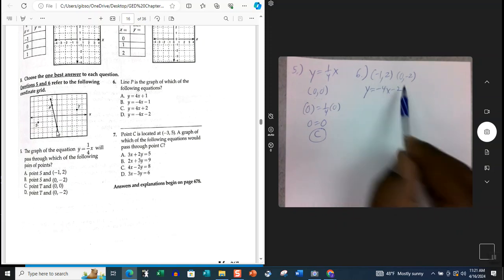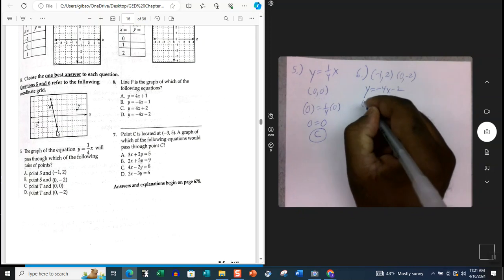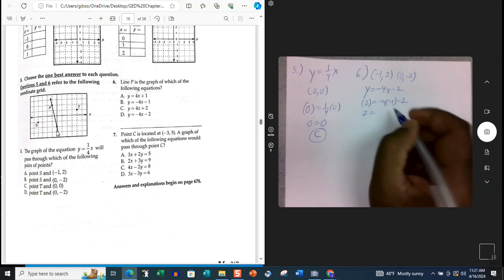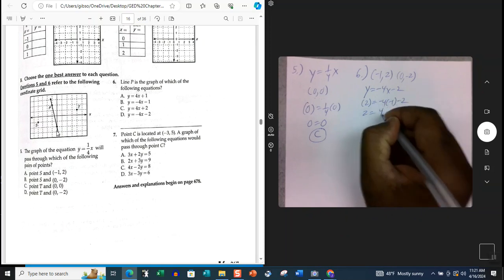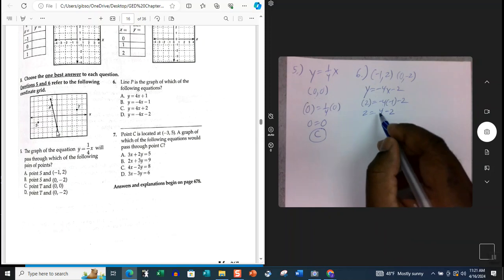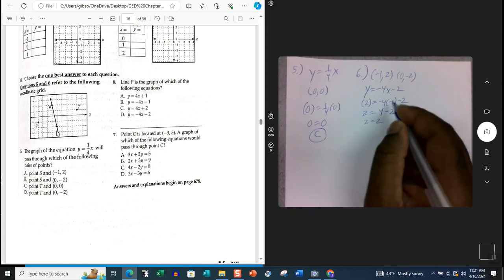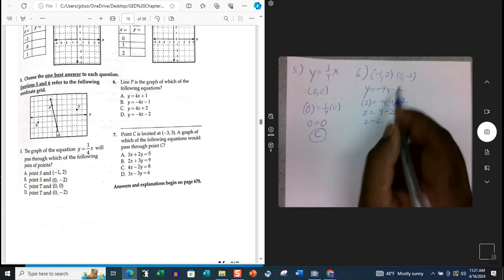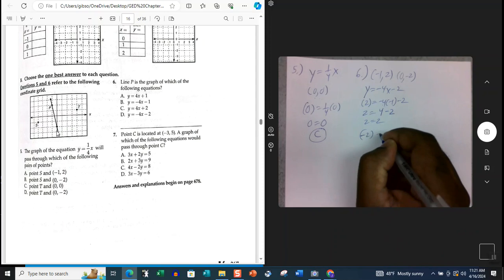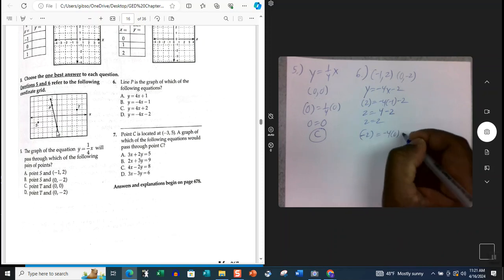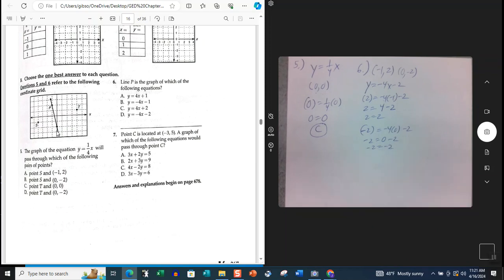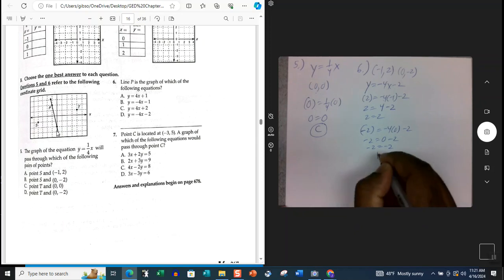So what we would do is substitute this into the equation. So y would be 2, and x here would be -1. So it's 2 equals -4 times -1, which is +4, minus 2. And 4 minus 2 is 2. So 2 equals 2, so we know that works. Then the second ordered pair has to work as well. So y would be -2 and x would be 0. So it'd be -2 is equal to 0 minus 2, and -2 equals -2. So that would take care of number 6, and that's why it's D.